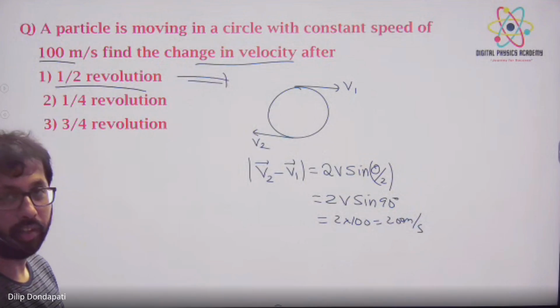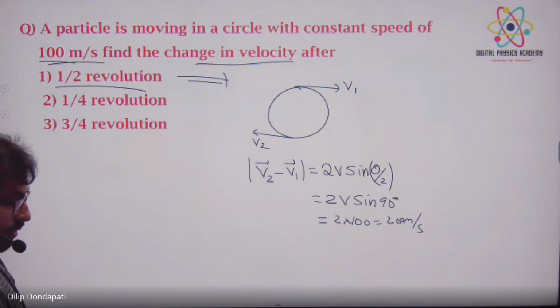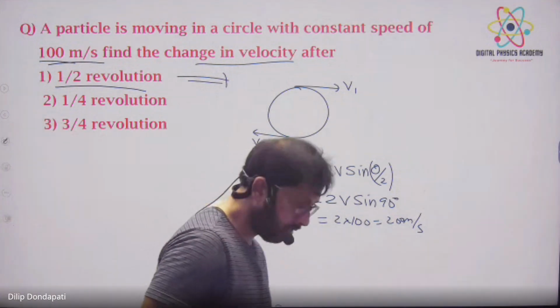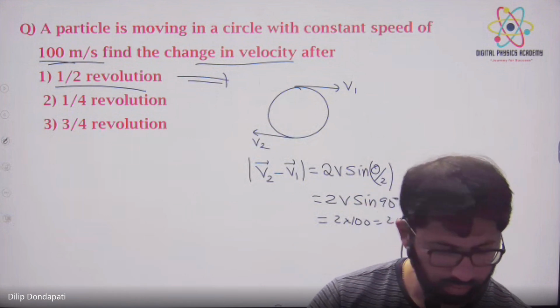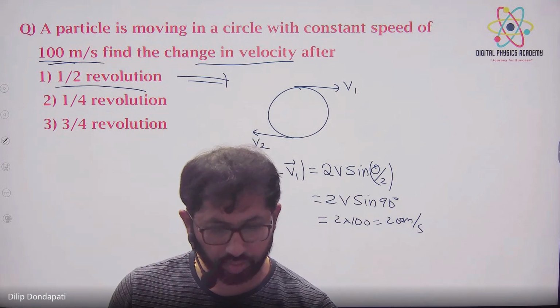So root 2 v. Root 2 v, meaning in place of v put 100. So v is 100, giving 100 root 2. Yeah, sir, 100 rupees. So even the third one is 100 rupees. Yes, the third one is 100.